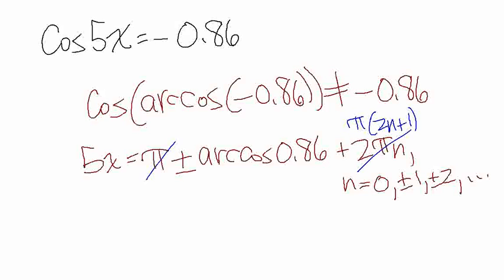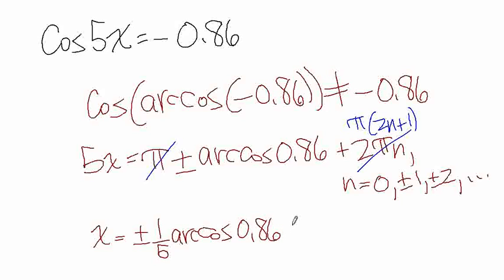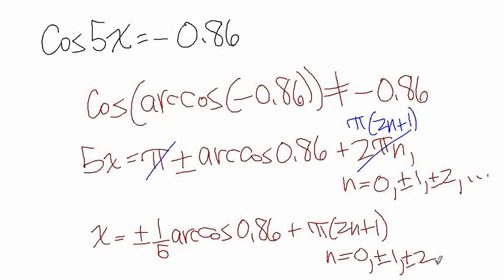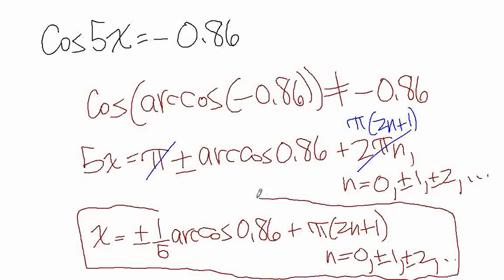Now, we're still not done because we have to divide by 5. So let's do that. Divide both sides of the equation by 5. So we get plus or minus 1/5 times the arc cosine of positive 0.86 plus pi times 2n plus 1, where n is an integer. Okay, and so as you can see, this one was a little bit more involved, but that's sometimes all that you need to do to get all these solutions.